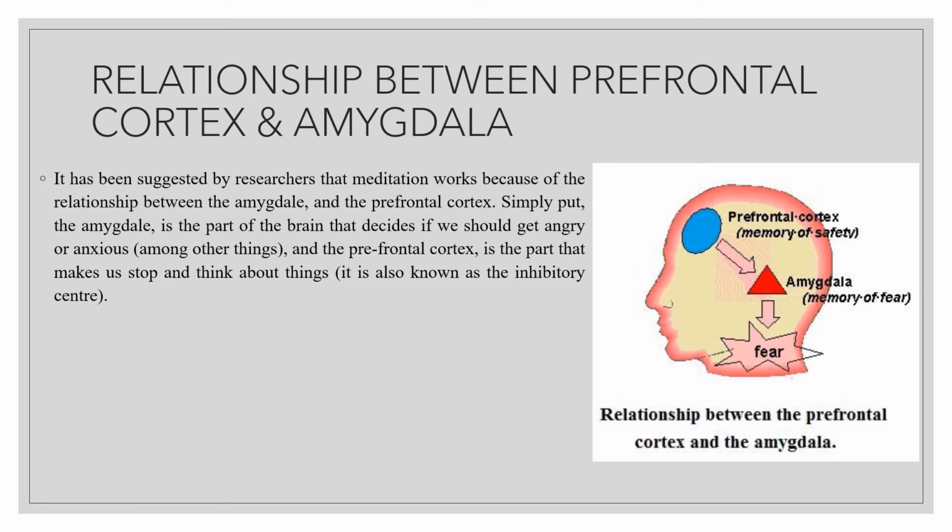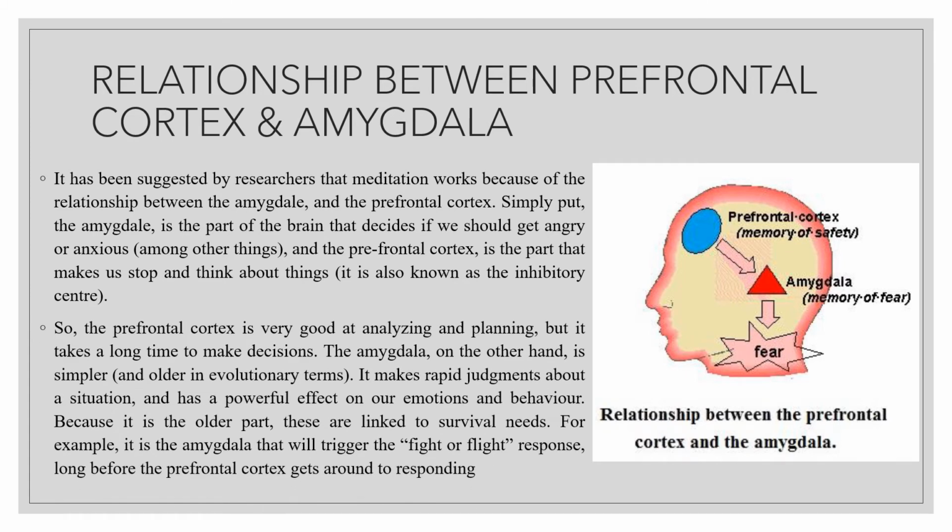It has been suggested by researchers that meditation works because of the relationship between amygdala and the prefrontal cortex. Simply put, the amygdala is the part of the brain that decides if we should get angry or anxious, among other things. And the prefrontal cortex is the part that makes us stop and think about things, also known as the inhibitory centers. The prefrontal cortex is very good at analyzing and planning, but it takes a long time to make decisions.